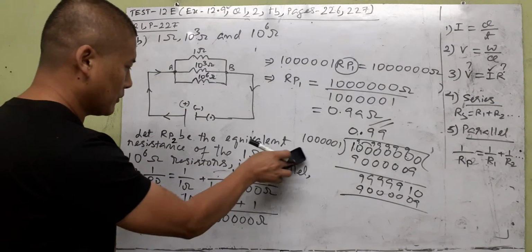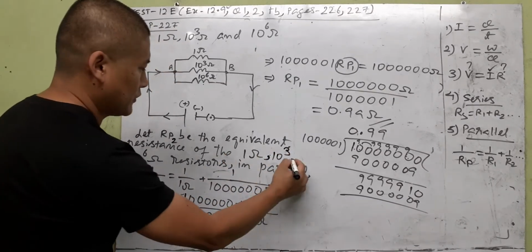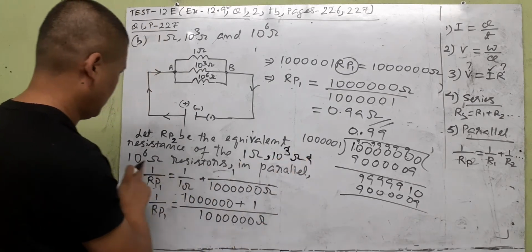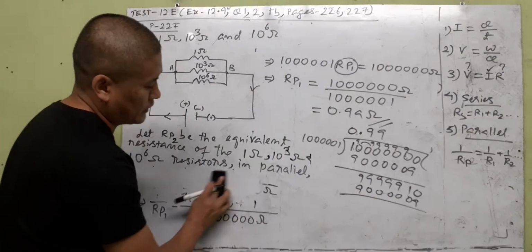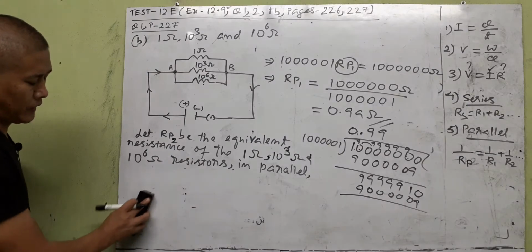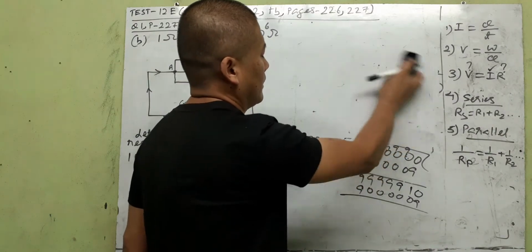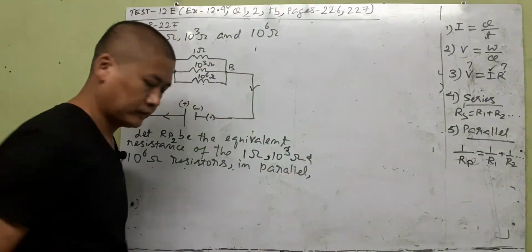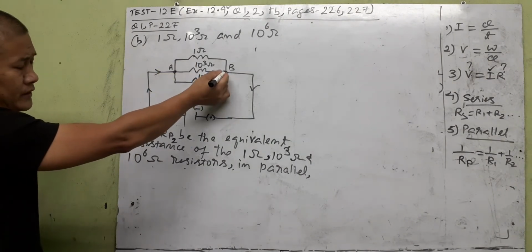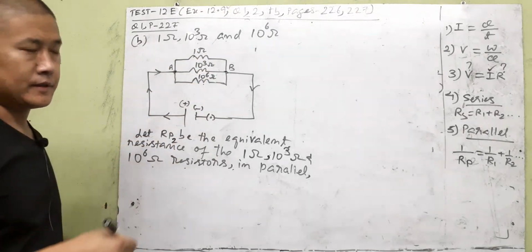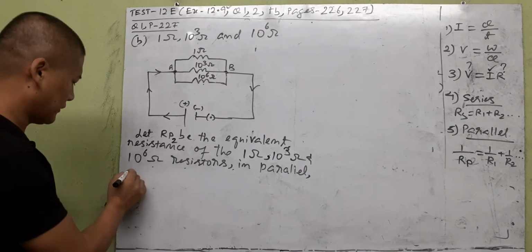Equivalent resistance of the 1 ohm, 10 to the power 3 ohm, and 10 to the power 6 ohm resistors in parallel. Okay, and then we can start solving from here to find the value of the second equivalent resistance. Same idea, so we can go without explaining much this time. Since they are in parallel, the beginning point of all these 3 resistances is A and the ending point is B. If 2 or more resistors have the same starting and ending point, one above another, that is called parallel. So we have to use the parallel formula.